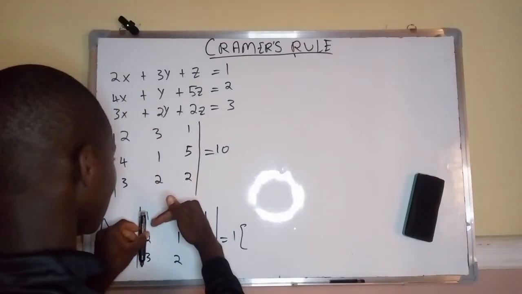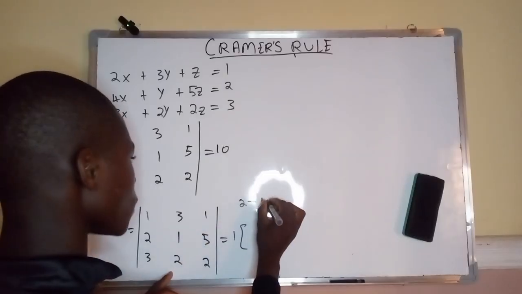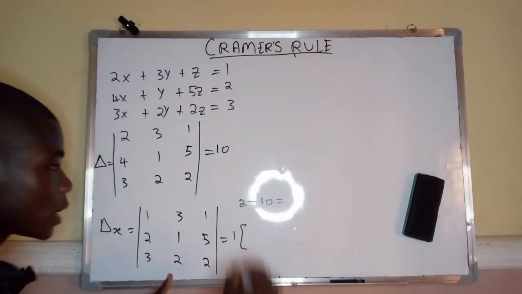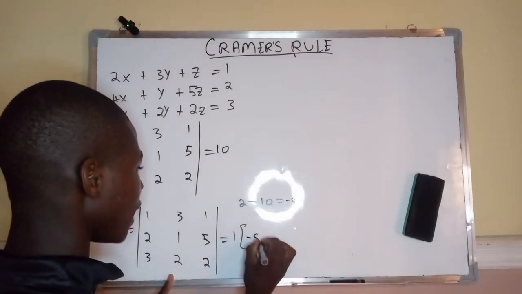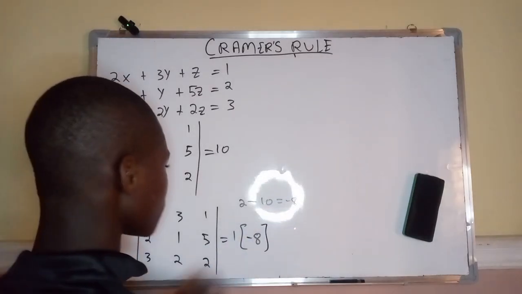I delete this row and this column. 1 times 2, which is 2, minus 5 times 2, which is 10, and it is equal to minus 8. So therefore, I'm having minus 8 here. So therefore, I will close the brackets.